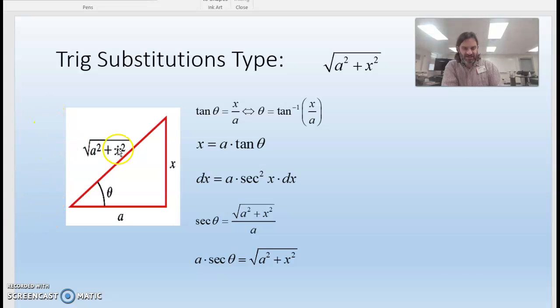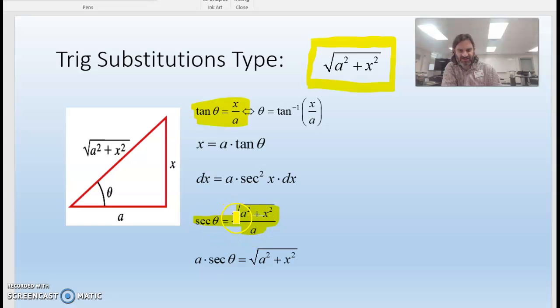And then lastly, the only other option you have is if you are adding under here. So square root of a squared plus x squared. The order of addition doesn't matter, so that could be square root of x squared plus a squared, but that's the hypotenuse. So that's the hypotenuse, and then we'll use x for the opposite and a for the adjacent. And the substitution we'll make is tangent equals opposite over adjacent, that's x over a. And secant will be hypotenuse over adjacent, so that's the square root factor over a.